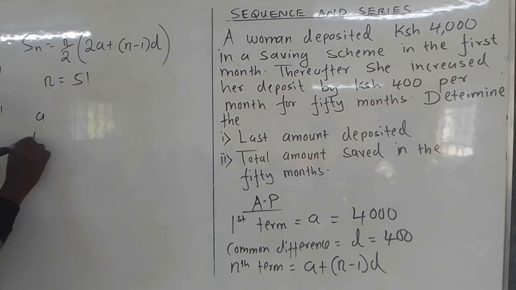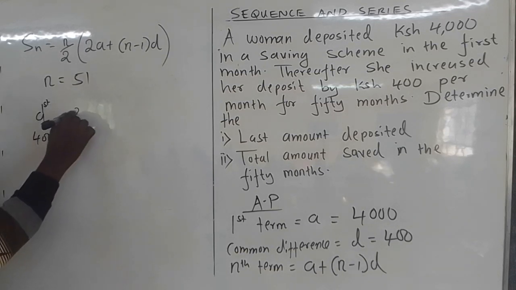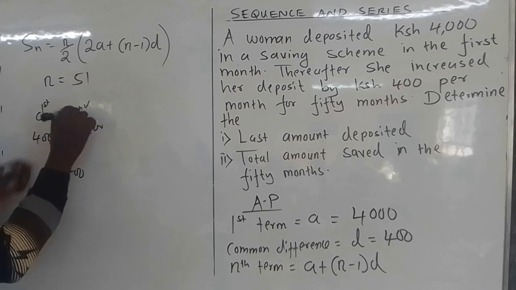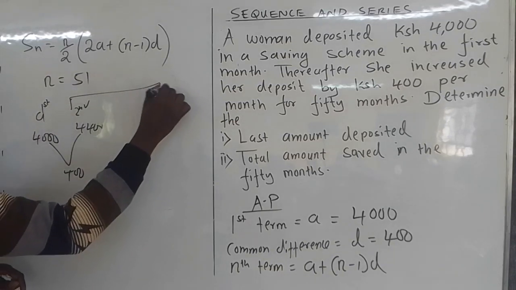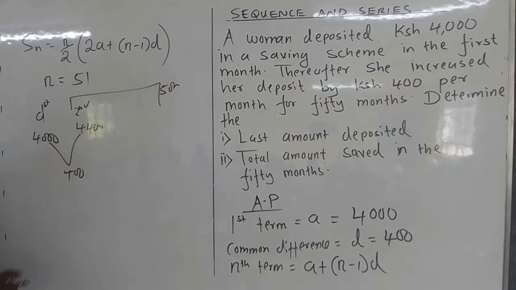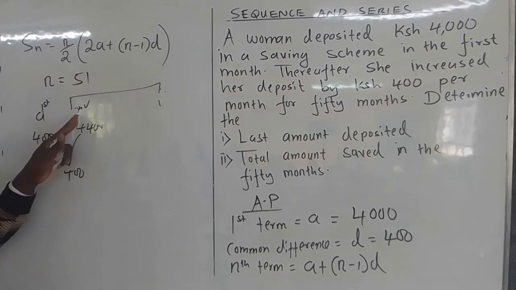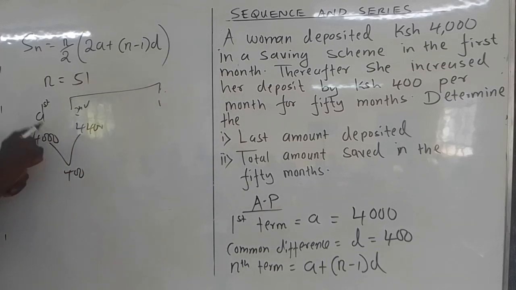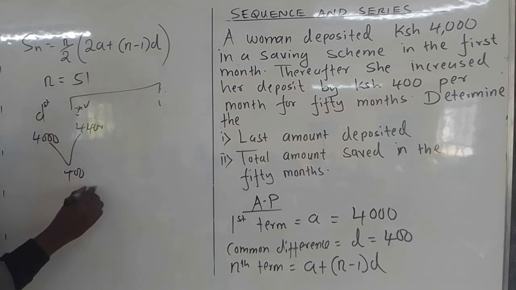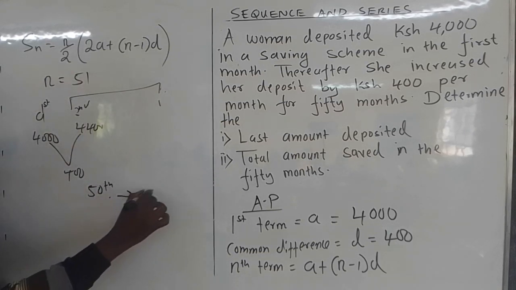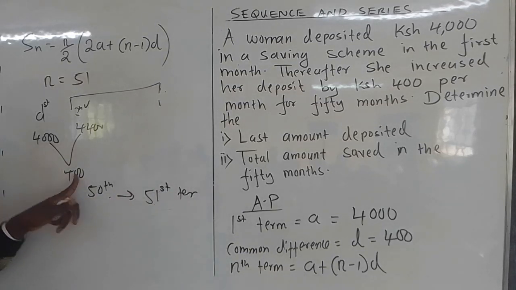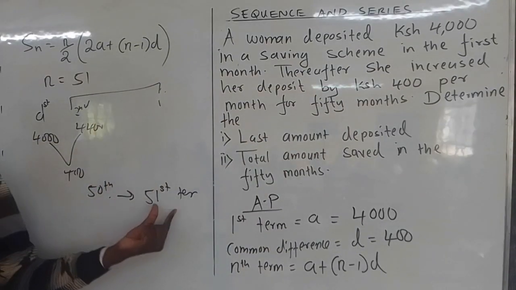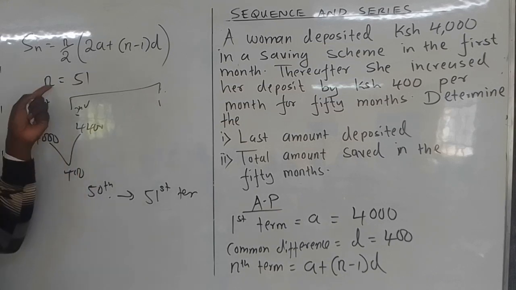Because the first term there was the initial deposit, 4,000. Meaning an increase of 400 gives you the second term. Meaning from the second term onwards, this 400 is increasing 50 times. When you add 400 once, you get the second term. When you add 400 for the 50th time, you'll get the 51st term, because adding it for the first time gives you the second term. Meaning the total number of terms is what?